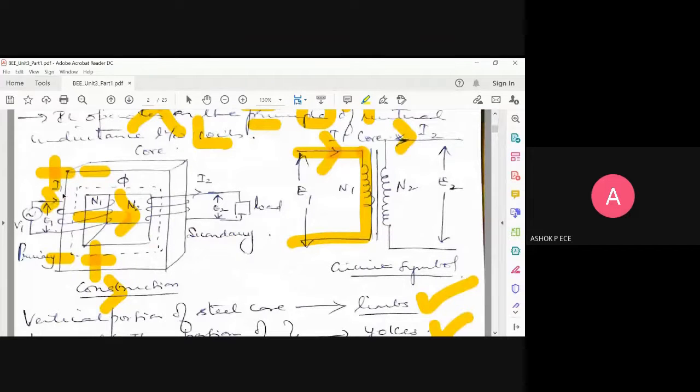So since the flux is going to be alternating, you will have magnetic lines of force traveling in this core. Initially, when the polarity is plus minus for the positive half cycle, the flux will be flowing like this. When the polarity changes to minus plus, the flux will be returning to the primary. So same as how the polarity is changing in the primary, the polarity is changing in the secondary also.